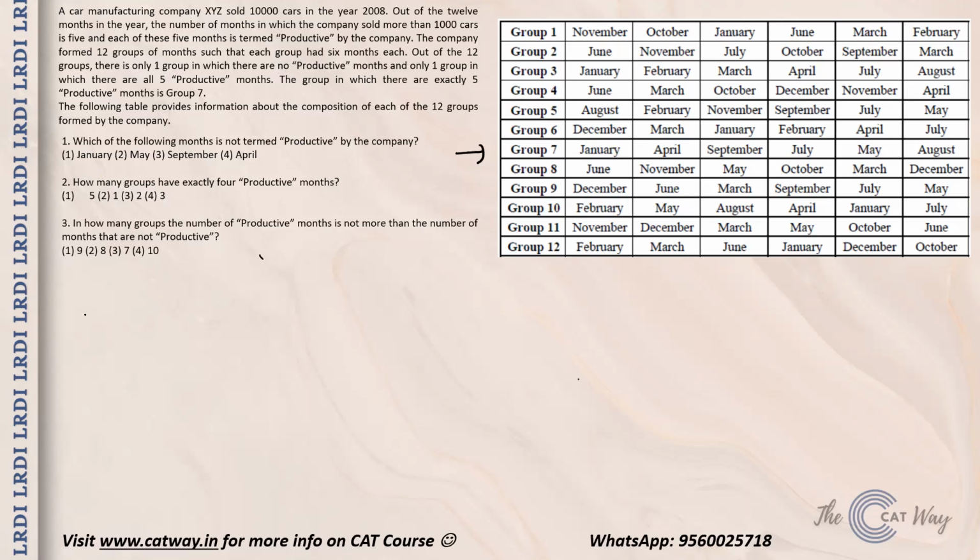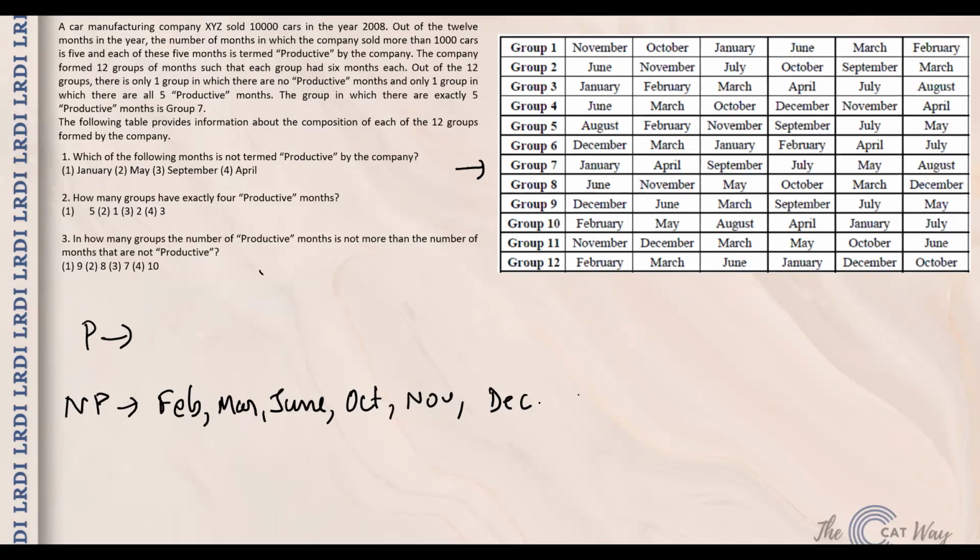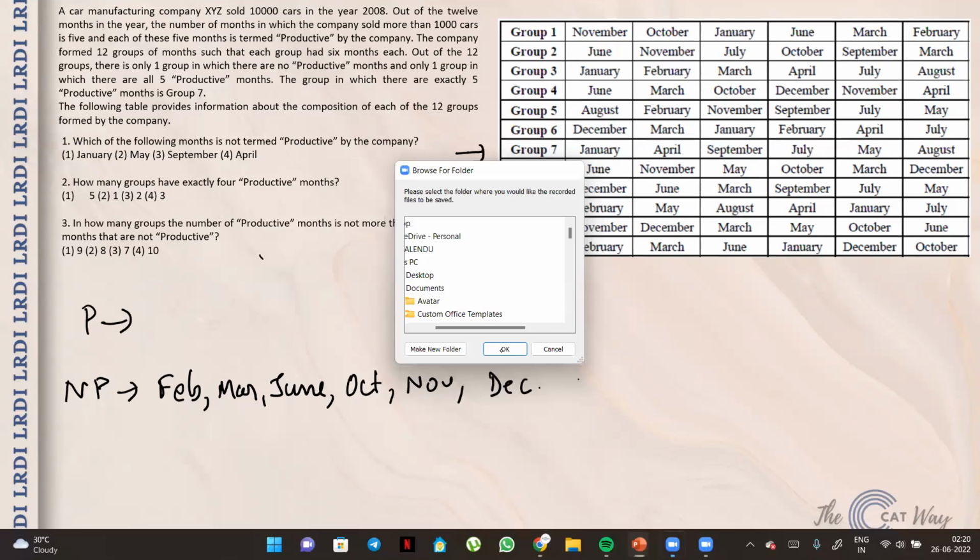Now guys, what we know about productive and non-productive months: out of the 6 months over here, all the 5 productive months are present. That means all the other months are non-productive, and those months are Feb, March, June, October, November, and December. These are the months which we definitely know to be non-productive.